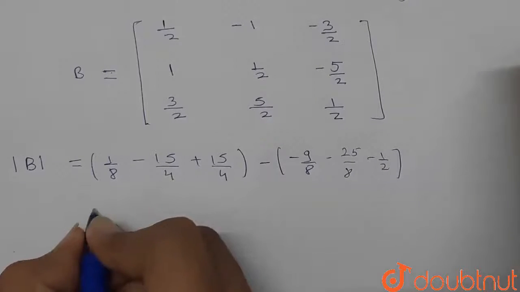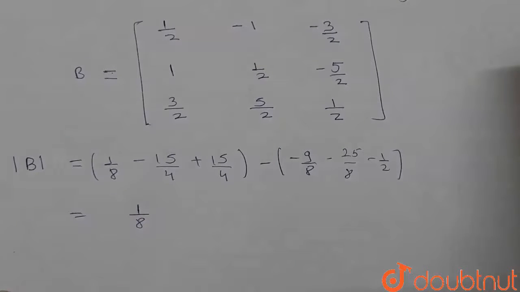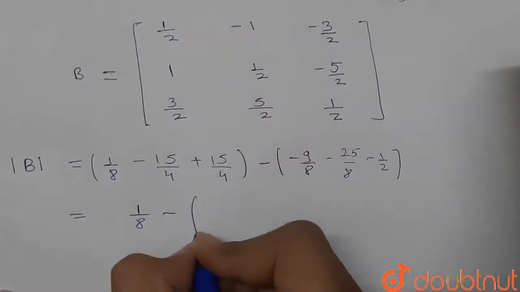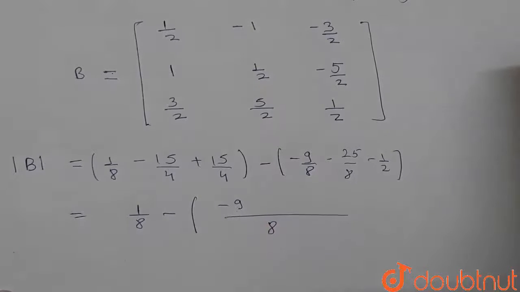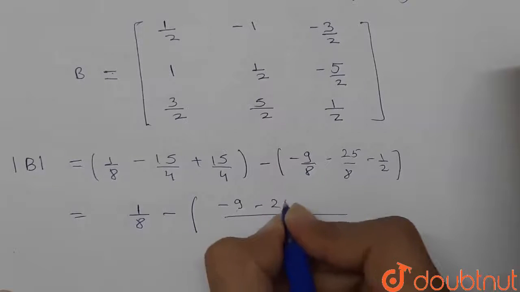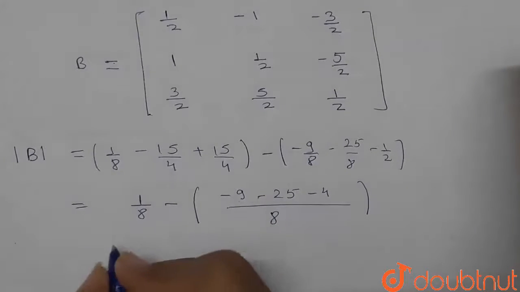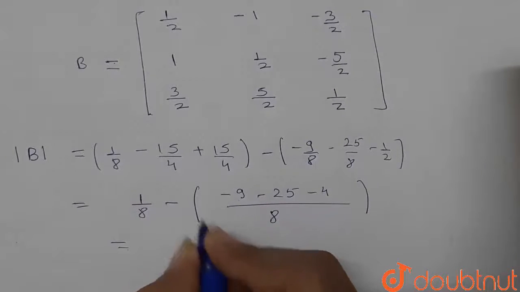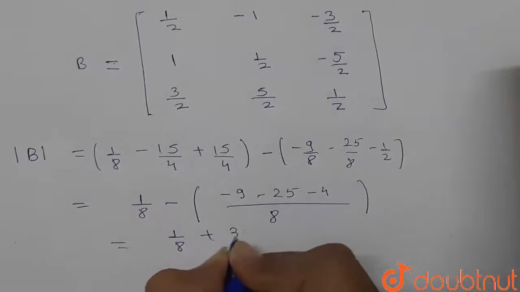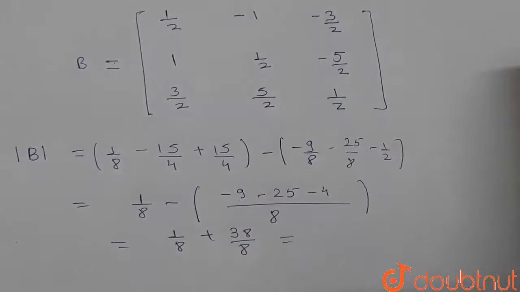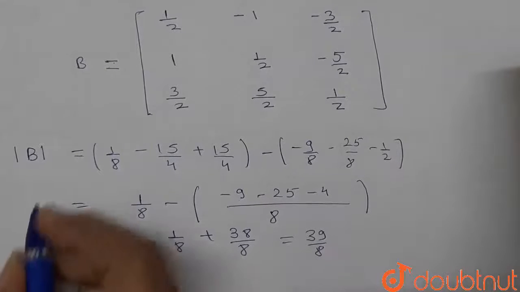If I simplify this, this will be cancelled. So here we will have 1 by 8 and this will be minus, and taking 8 as LCM, here I'm getting minus 9, then minus 25 and this will become minus 4. So this is coming as minus of 1 by 8, this is minus of 38, so it will become plus 38. So it will be 1 by 8 plus 38 by 8, that is equal to 39 by 8. So this is the value for the determinant of B.